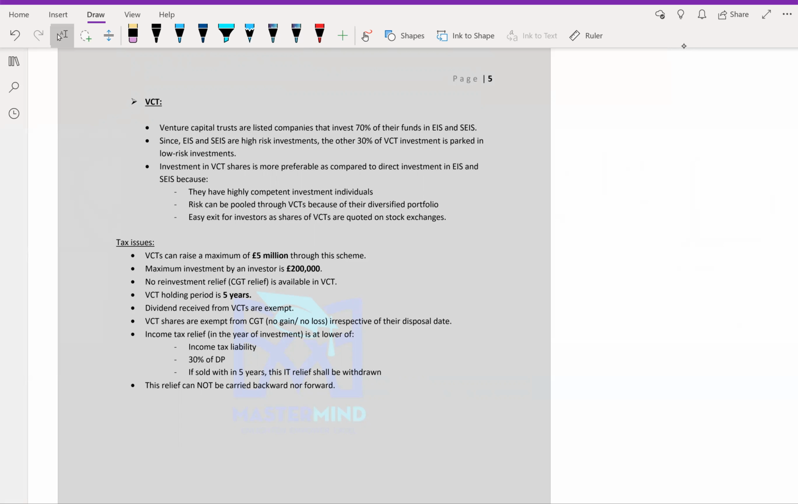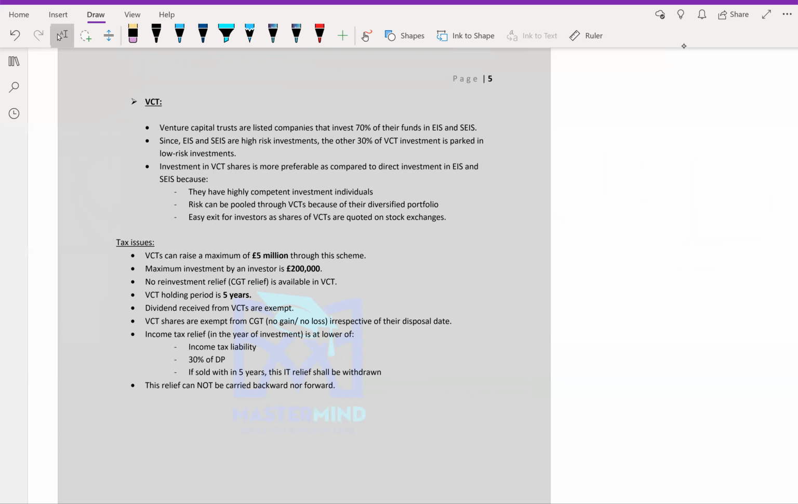All right. Tax issues. VCTs can raise a maximum of 5 million through the scheme. Maximum investment by an investor is £200,000. No reinvestment relief, which is the CG relief, is available in the VCT case. VCT holding period is 5 years. Dividends received from VCTs are exempt. VCT shares are exempt from CGT.